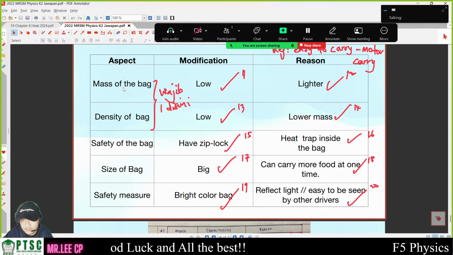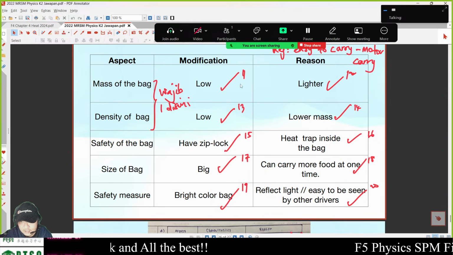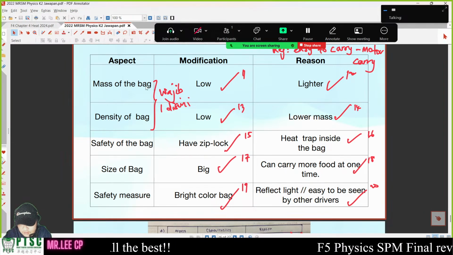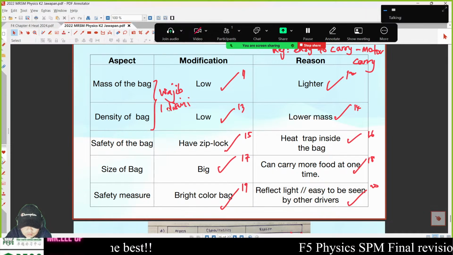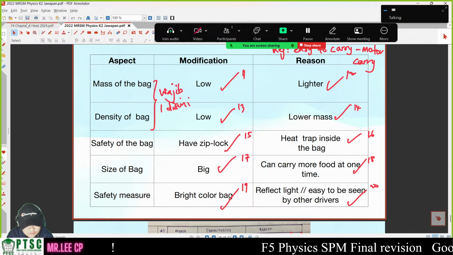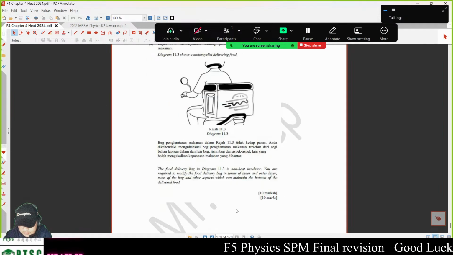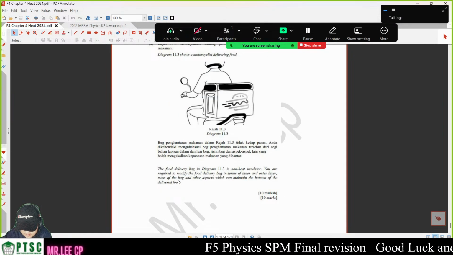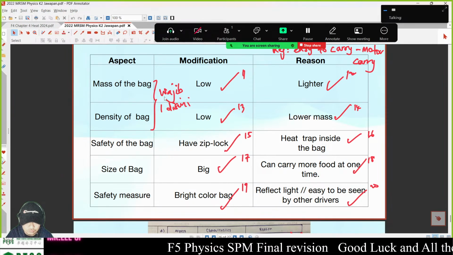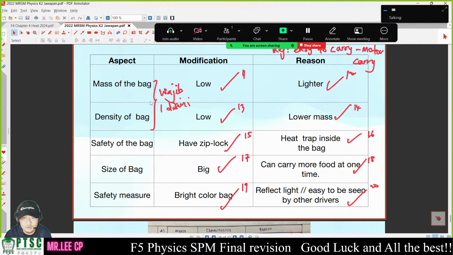Okay. Now, the mass of the bag is low, lighter. Density of the bag, low. These two, only one is required. Just need to have one, because the question asks about the mass here. So if you set density low, you cannot just write both. They will not give you the mark.